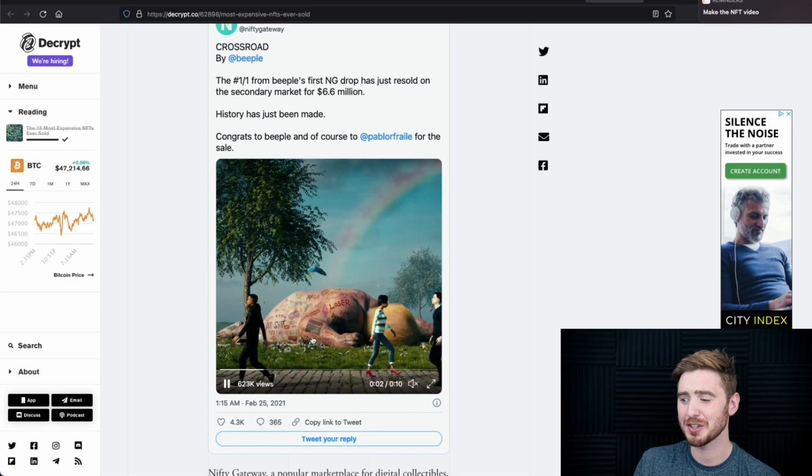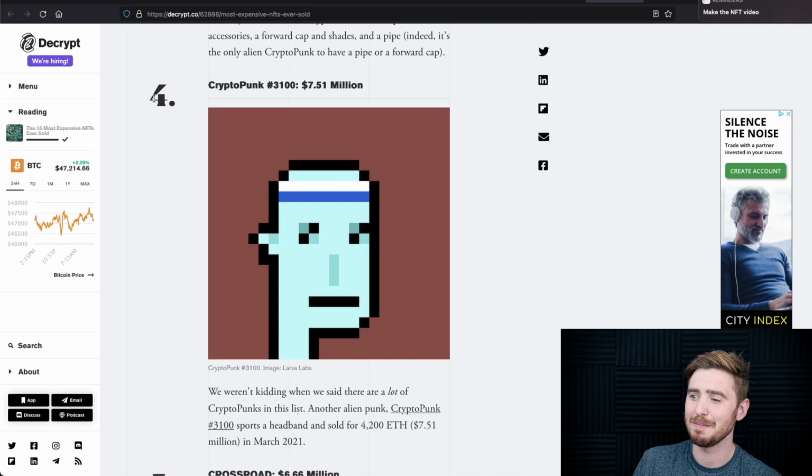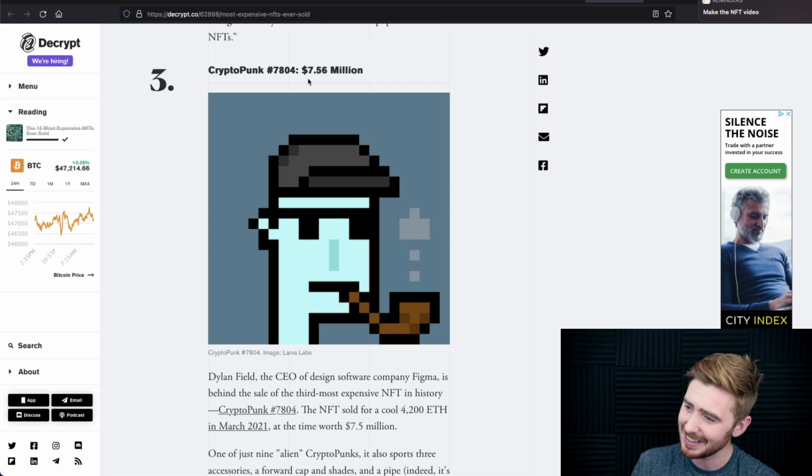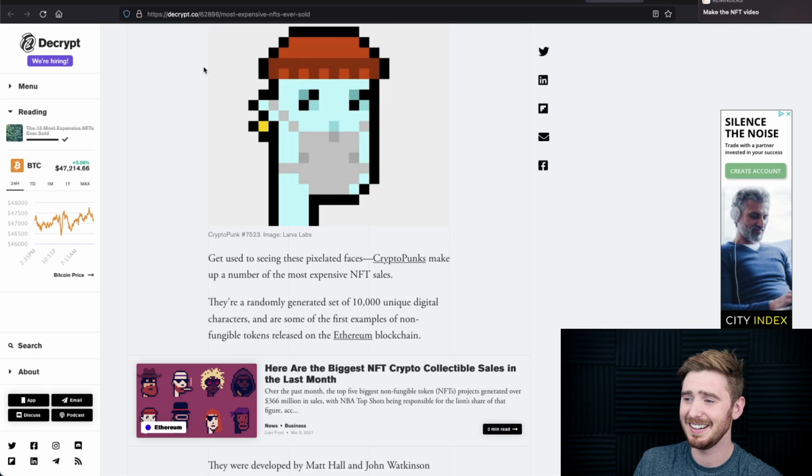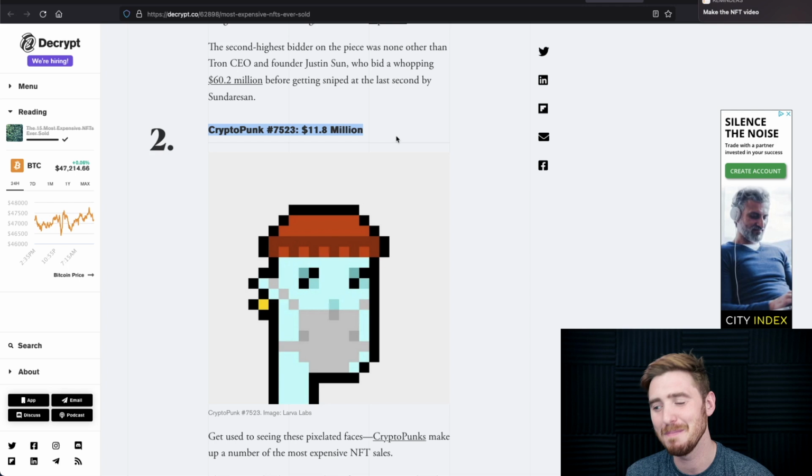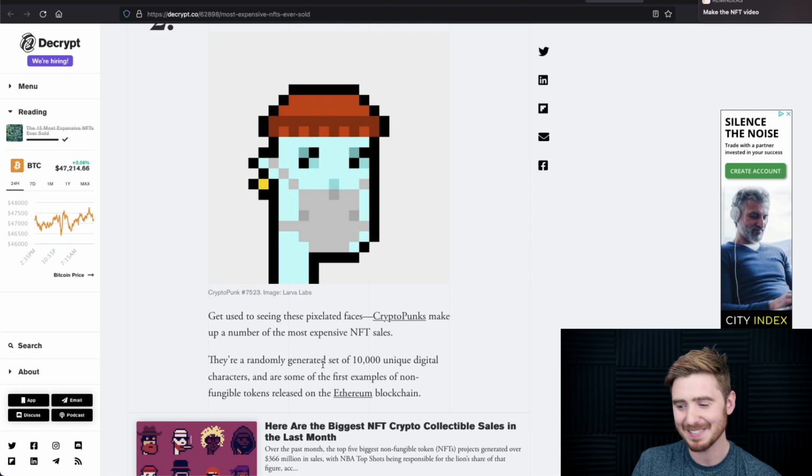So moving on, we got number 4. It's CryptoPunks again, $7.5 million. Oh, who is it? It's CryptoPunks. $7.56 million at number 3. Number 2, we got another CryptoPunk, $11.8 million. $11.8 million for a pixelated picture of a guy in a hat. It's absolutely wild. It is absolutely wild.